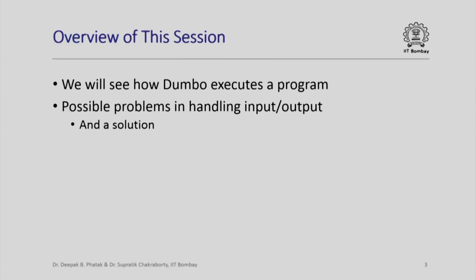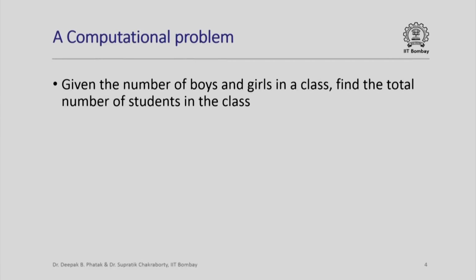In this session, we will actually see how Dumbo executes a program. While Dumbo executes a program, we will notice that there are some problems in handling input-output, particularly when it relates to collecting values from us and giving output values to us. We will also find a solution. So let us begin. We start with another computational problem.